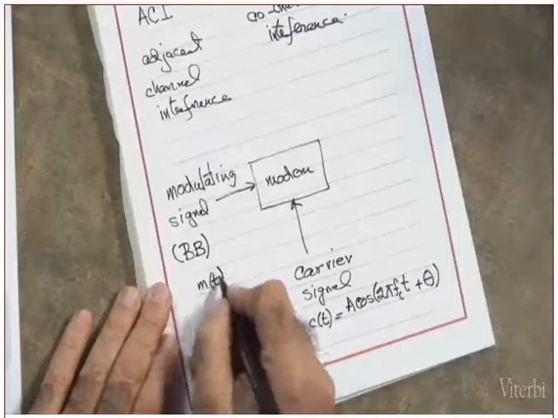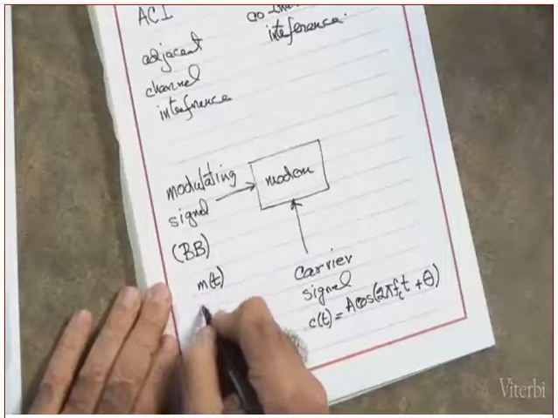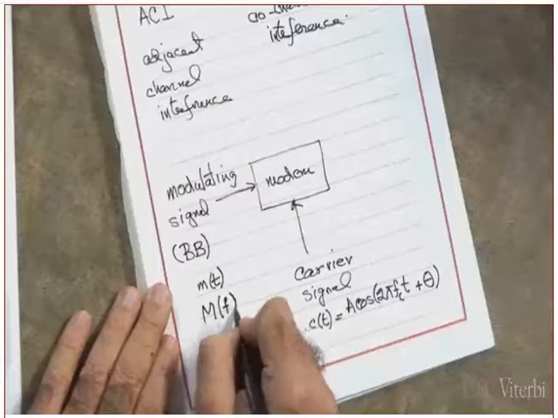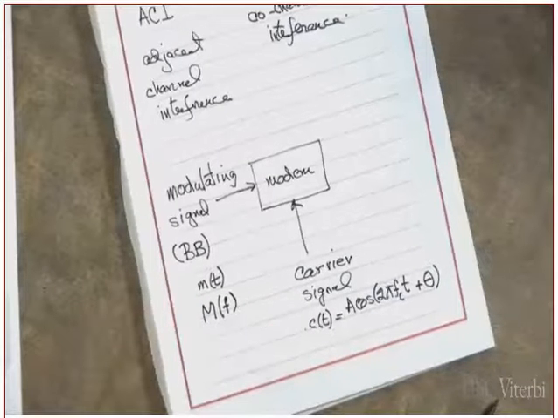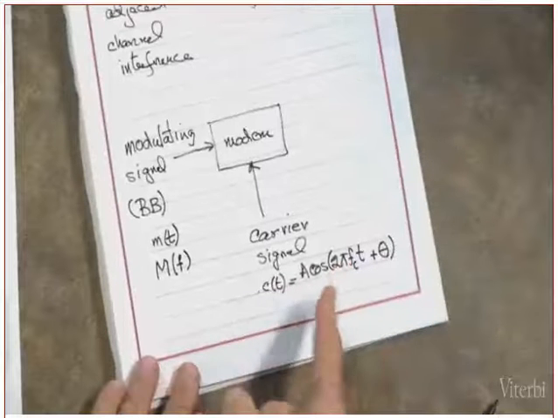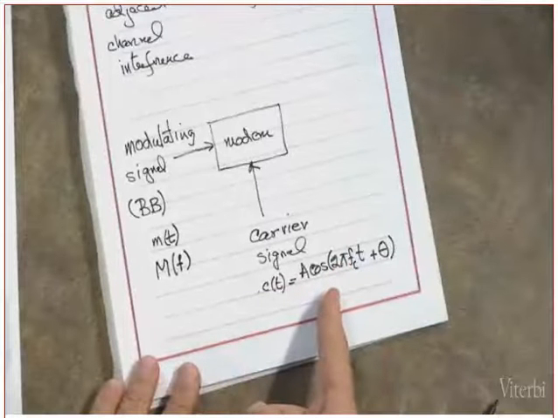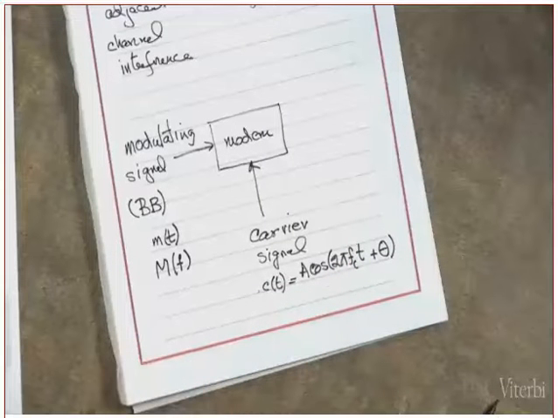M of t. What is the spectrum of this? If this is m of t, what is the spectrum? M of f. Clear? Question. Let's see if you remember from 301. What is the spectrum of this guy? Single what?